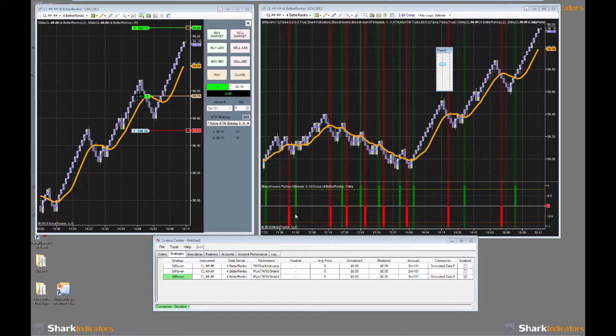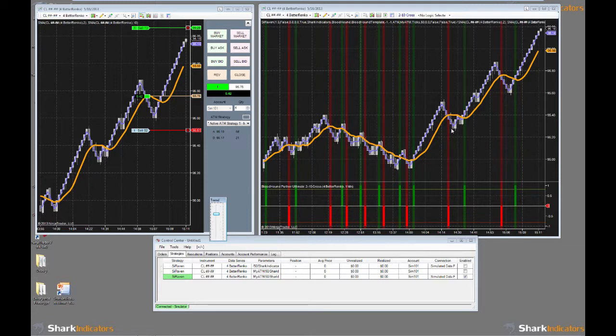Or if you want discrete signals like this one, which I would characterize as a fairly ugly signal, because we got a ton of them and they're not filtered. This is just simply a cross. Then you could use these as triggers for entry as well.